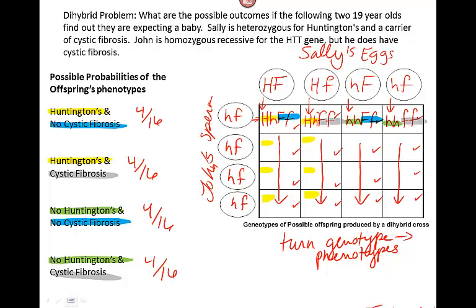Now I would like you to try it for yourself again, but let's make it a little more interesting. Let's say that John is homozygous recessive for the H gene, so again he's healthy, but this time he does not have cystic fibrosis. He's a carrier for cystic fibrosis. So at this point, both Sally and John think they are perfectly healthy unless they know their genetic history. Go ahead, give it a try, see if you can figure it out.